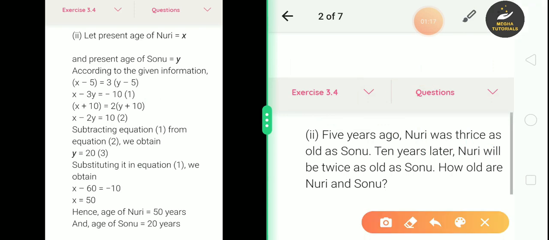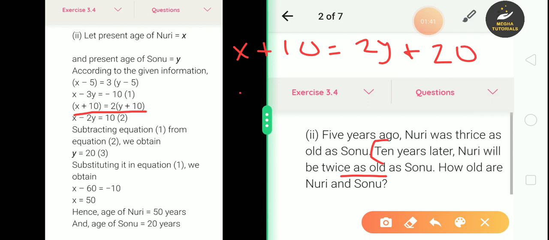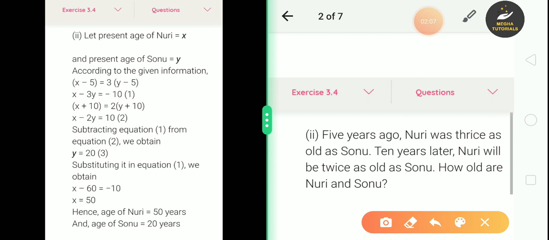Now from the second condition, 10 years later, Nuri and Sonu's ages will be x plus 10 and y plus 10. So the condition is Nuri will be twice as old as Sonu. So x plus 10 is equal to 2 into y plus 10. So open the bracket. So x plus 10 is equal to 2y plus 20. Again transpose constant and variable. So x minus 2y, and 20 minus 10 is positive 10. Okay, so x minus 2y is equal to 10. This is equation 2.